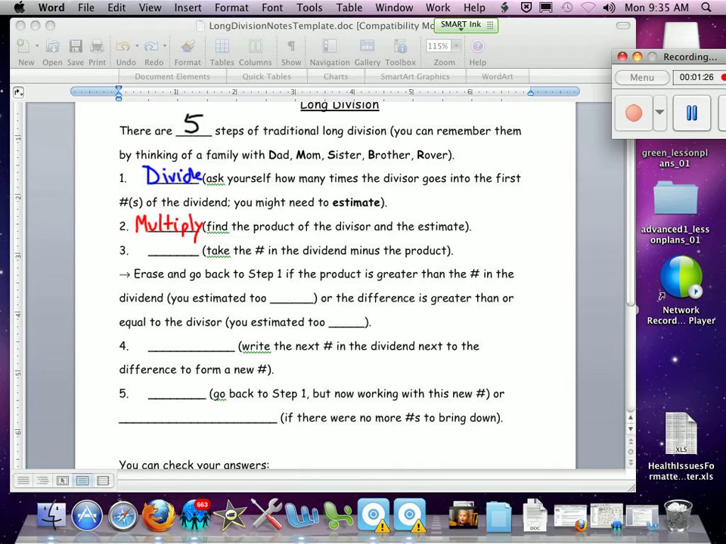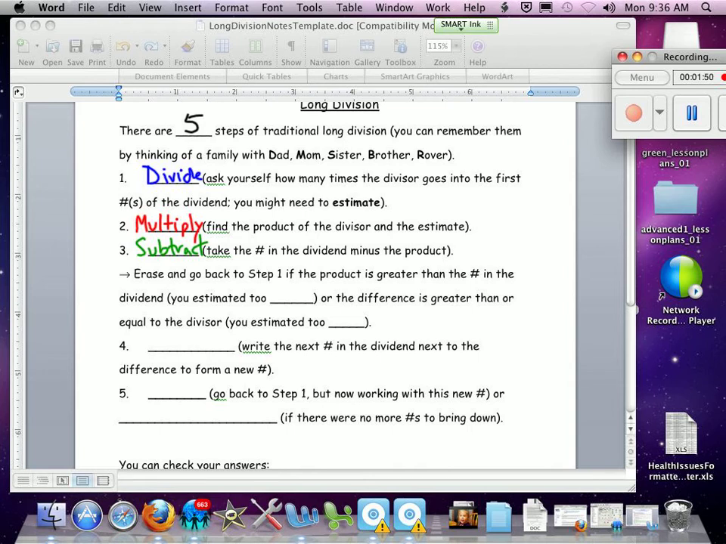Then sister comes along. Seems like sister's going to be easy enough. Sister tells you to subtract. However, sister might also yell at you. This is the step a lot of people forget. Sister tells you to subtract. So take the number in the dividend from the top minus that product that you just found.